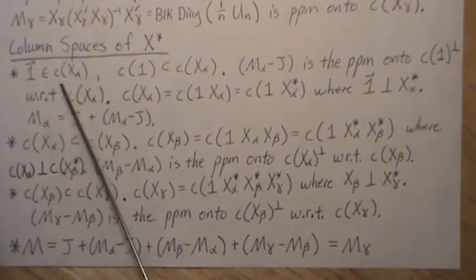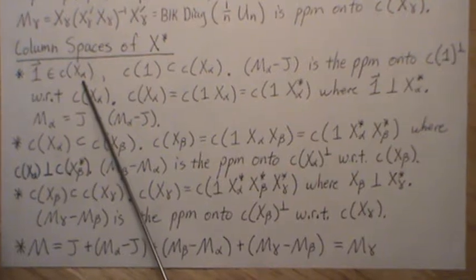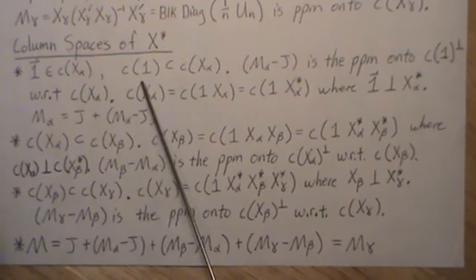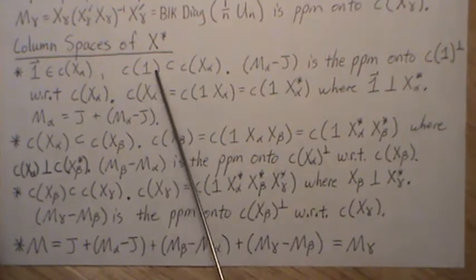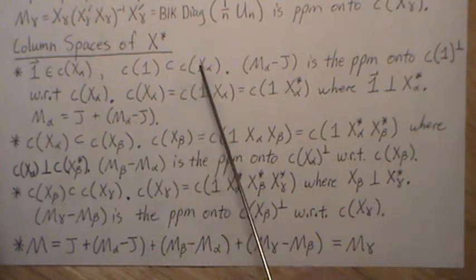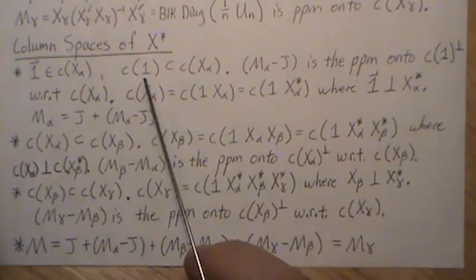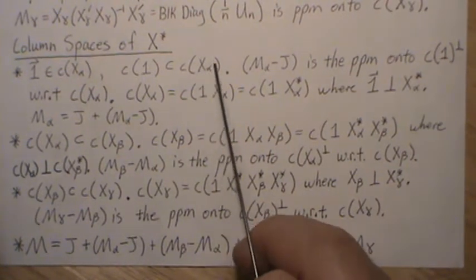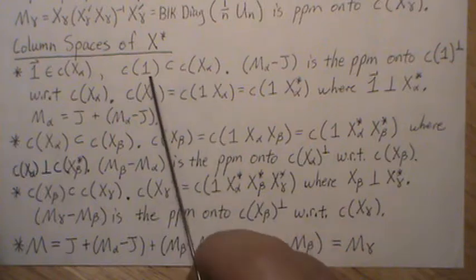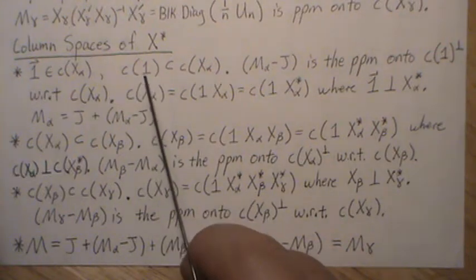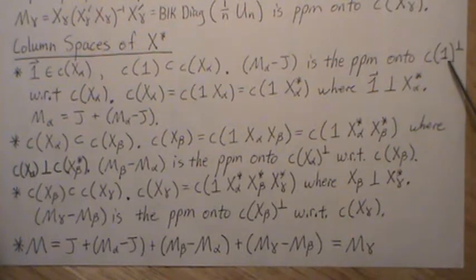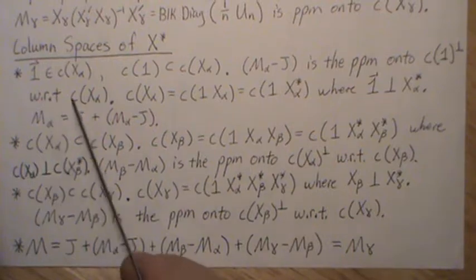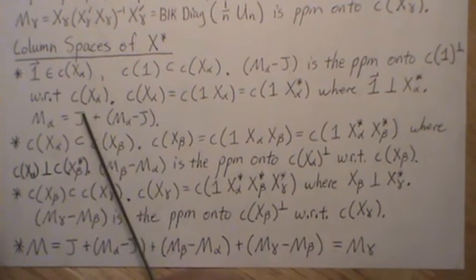So 1 is in the column space of X alpha. So we can write it like this. Column space of 1 is a subset of the column space of X alpha. So we can take the perpendicular projection matrix onto X alpha, which is this, and subtract the perpendicular projection matrix onto the 1. And then it's the perpendicular projection matrix on the orthogonal complement of column space of 1 with respect to X alpha. Right?